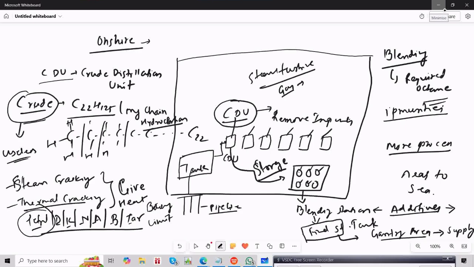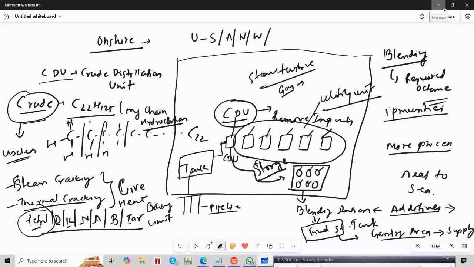Now, to support all these process units, you need a utility unit. What do you mean by utility? Utility stands for steam, air, nitrogen, water. So these all are your utilities. For steam you need a steam generation unit, for air you need an air compressor unit, for nitrogen you need a nitrogen plant, and for water you need a water station.